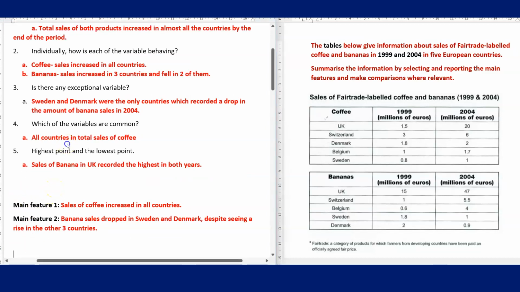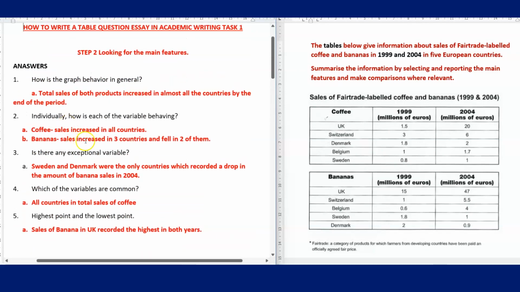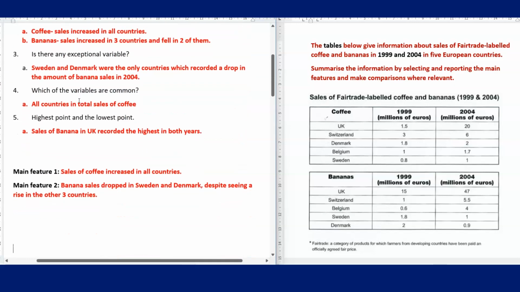Okay, based on the question that we have just written down, and then the answers that we've written down here, we can get a lot of key features from them. But when you are writing your key features, you have to make sure that you summarize everything together, and then you'll be able to get a very good overview. So I told you that when you're writing the overview, it has to cover the major variables that you are using, like coffee and banana.